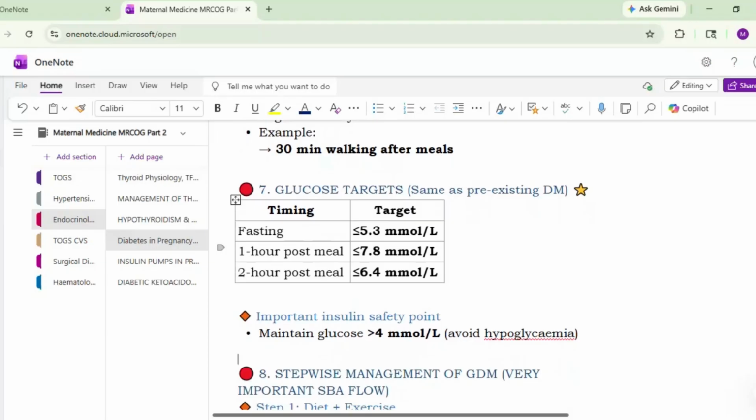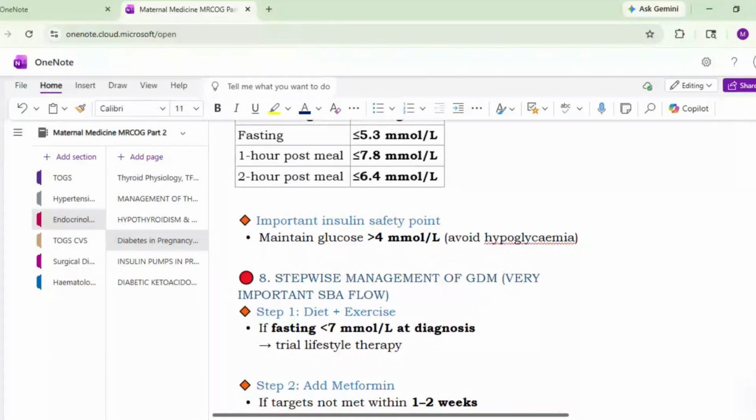Now, what are the glucose targets? These targets will be the same as pre-existing diabetes mellitus. Fasting should be less than 5.3 millimoles per liter. 1 hour post meal should be less than or equal to 7.8, and 2 hour post meal should be less than or equal to 6.4 millimoles per liter. Any patient who is on either treatment, like diet plus exercise, or maybe insulin, these are the treatment targets. Fasting should be less than or equal to 5.3, 1 hour should be less than or equal to 7.8, and 2 hours should be less than or equal to 6.4. And the important thing is to maintain glucose always more than 4 millimoles per liter to avoid hypoglycemia.